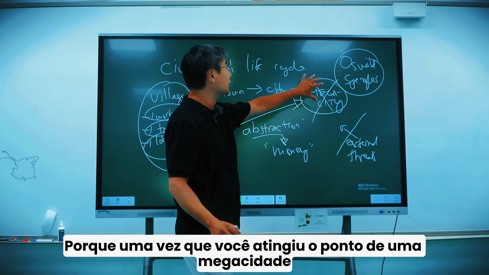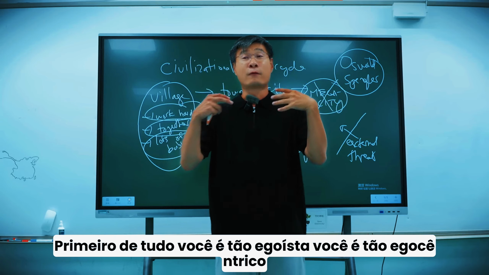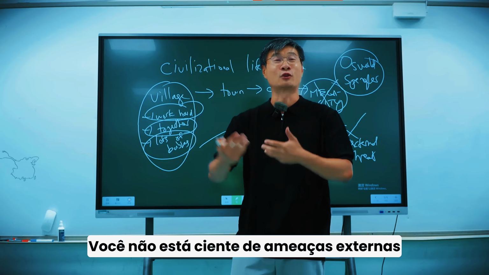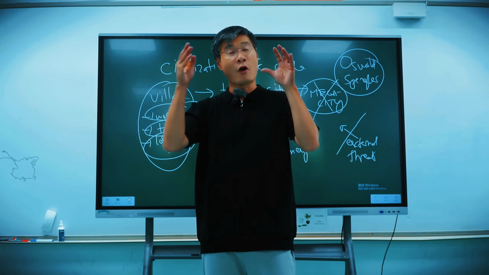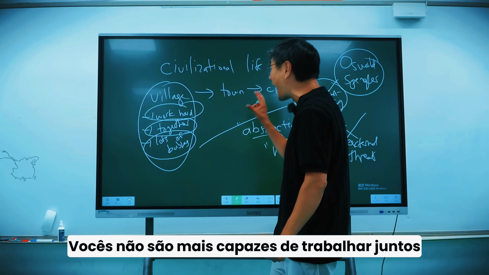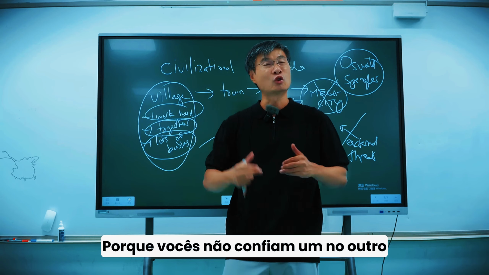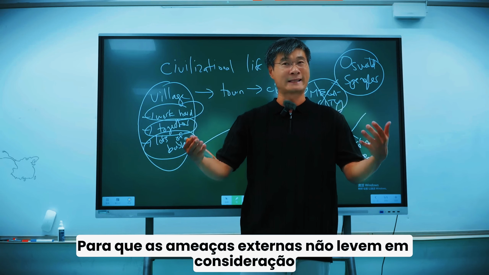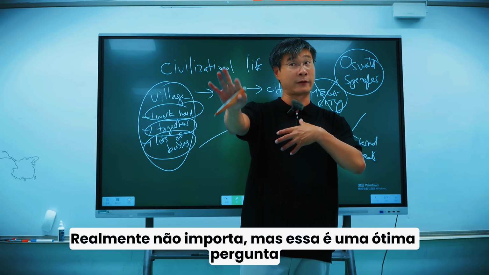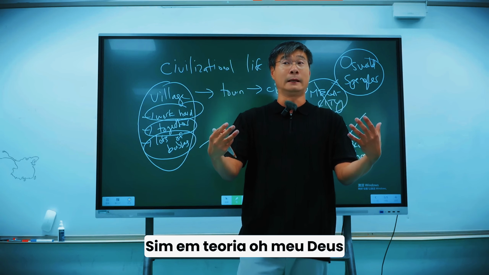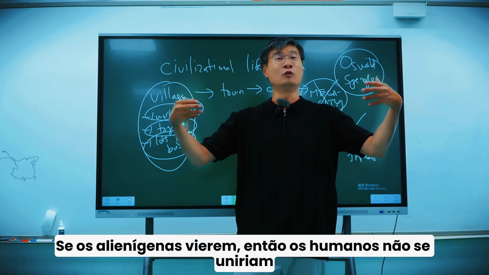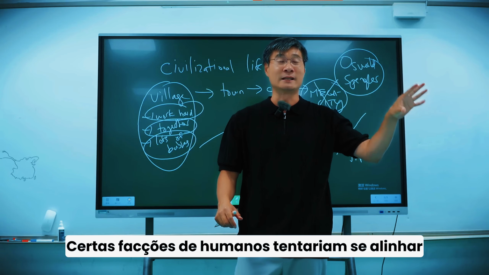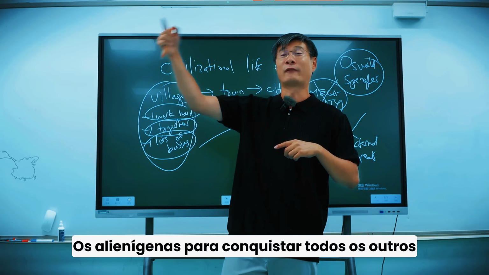Because once you've reached the point of a megacity, first of all, you're so selfish, you're self-absorbed, you are not aware of external threats. The other issue is, you're no longer capable of working together because you don't trust each other. Okay? So the external threats factor doesn't really matter. But that's a great question. Thank you for asking, okay? Yes, in theory, oh my God, if aliens come, then humans would unite. No, that's not what would happen, okay? What would happen is certain factions of humans would try to align with the aliens to conquer everyone else.